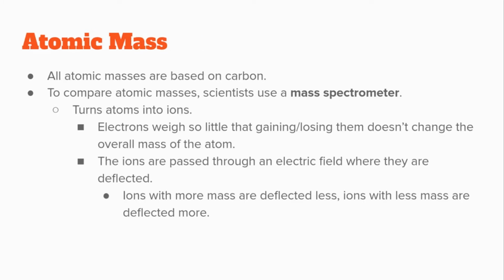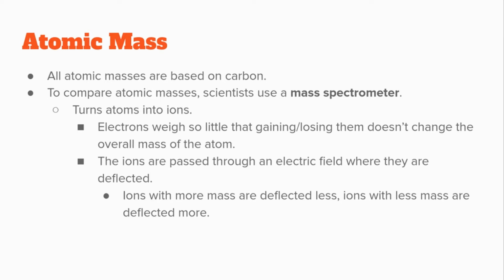The average mass is called the atomic mass. The way they find the atomic mass is based on carbon. Carbon is kind of like the standard one, but the atomic mass is basically our average of all the masses of all the isotopes of a given element. So scientists can compare atomic masses using what's called a mass spectrometer, and that helps them to determine what the atomic mass is of a given atom.